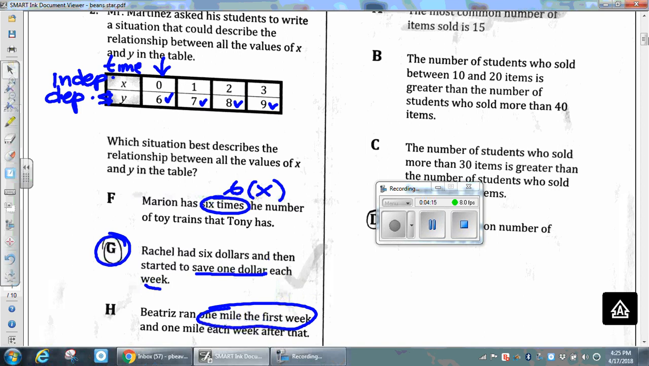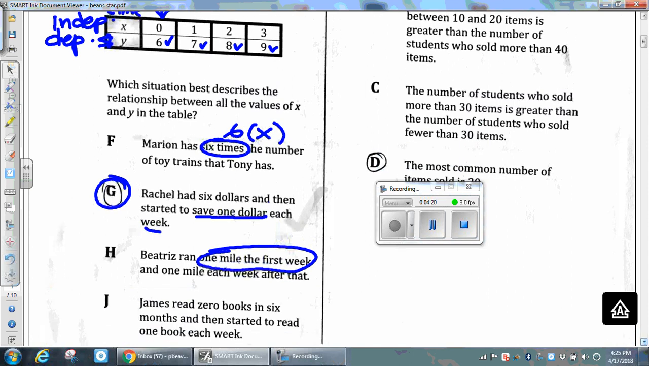And finally, we have K, which says James read 0 books in 6 months and then started to read 1 book each week. That makes no sense whatsoever because it's like they're switching the independent and the dependent. Most of the time, the independent will be time. In this case, we're talking about 6 months, so it makes no sense.